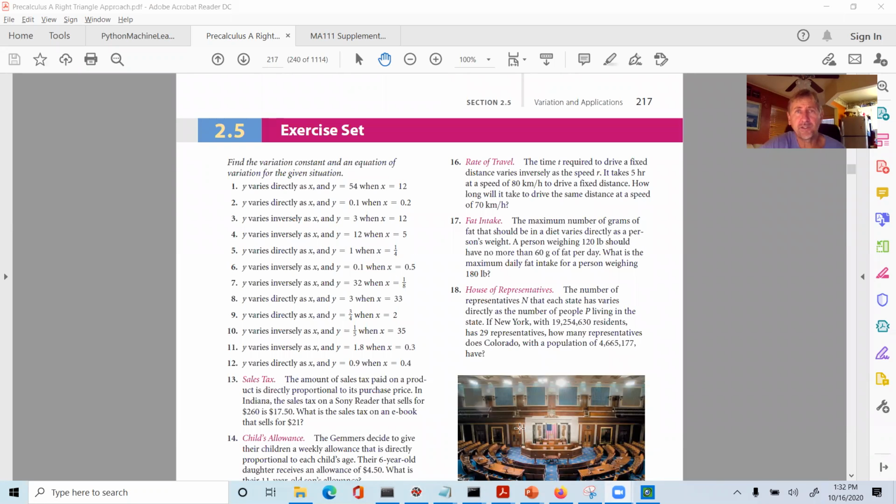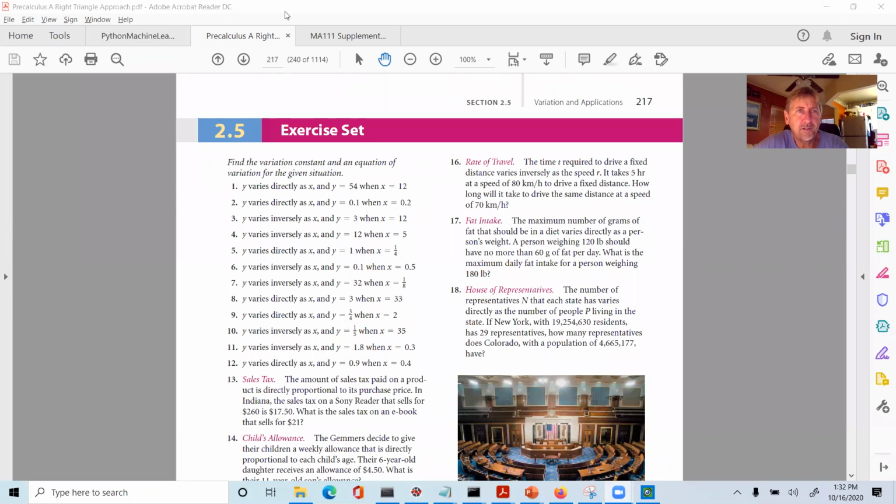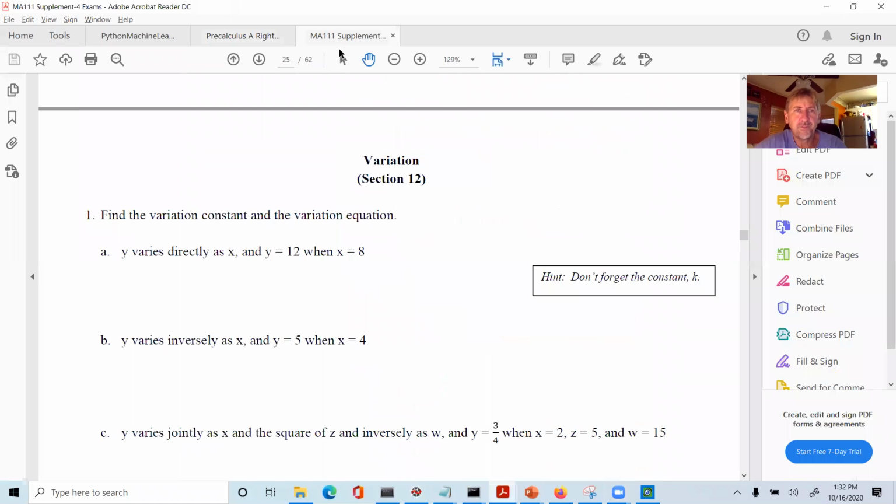And then on to the homework. All right, so let's do a few out of the supplement. So let's peek at the supplement. And we're going to do section 12 in the supplement, just to make sure you know how to do these problems.